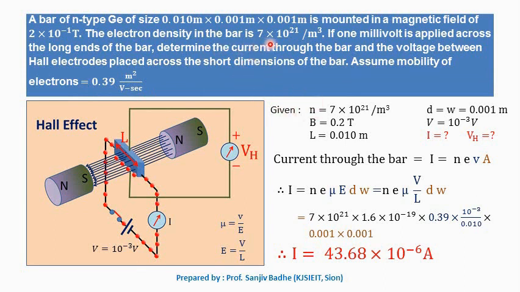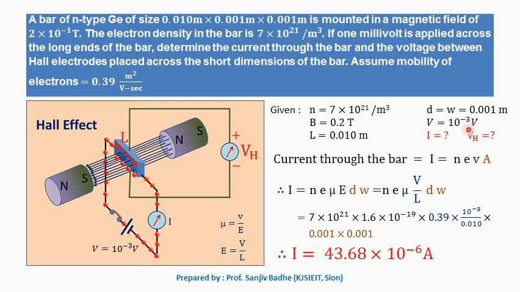Concentration of electrons is given as 7 into 10 raised to 21 per meter cube. So N is equal to 7 into 10 raised to 21 per meter cube. Now this is the bar, this is the long end of the bar. So long end means L we can write as 0.010 meters. Then D and W are of same length, that is 0.001 meter. So D is equal to W, that is equal to 0.001 meter. The magnetic field is 0.2 Tesla, 2 into 10 raised to minus 1.